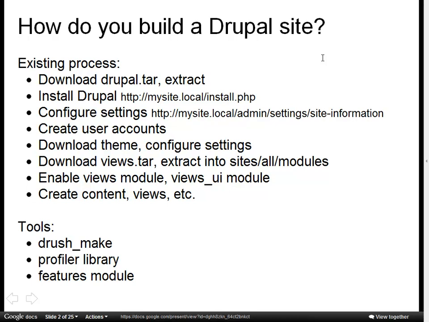You create user accounts. You download a theme. You unpack that and put it in the themes folder. You go to the UI and configure the theme settings. You download other modules that you're going to want, like views, and extract those into sites/all/modules, and then you enable the views module through the modules page, and then maybe you need views UI too. Then you start creating content and maybe create some views, and you've got the basics of your site. And I'm going to show you how to do all of that in about 1 minute using Drush Make, Profiler Library, and potentially Features module.